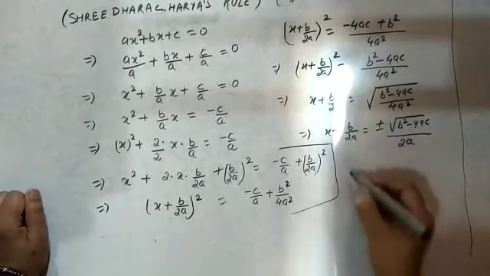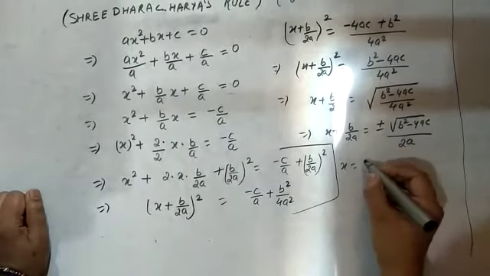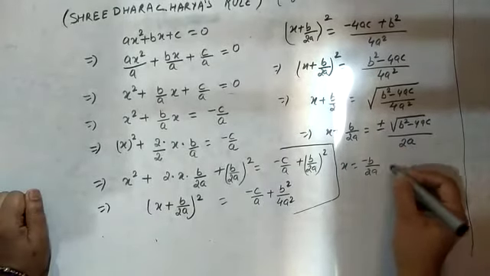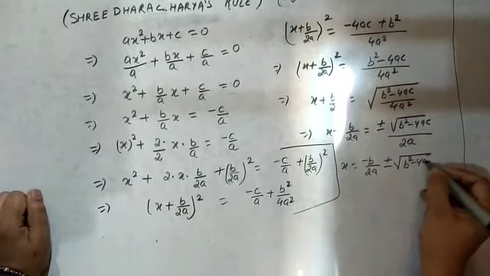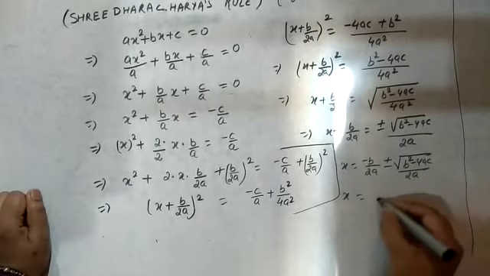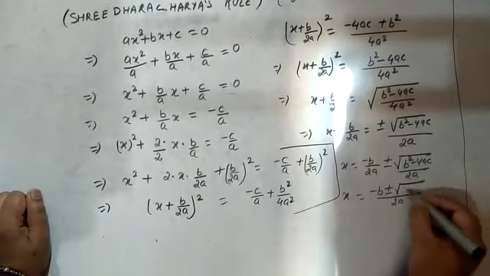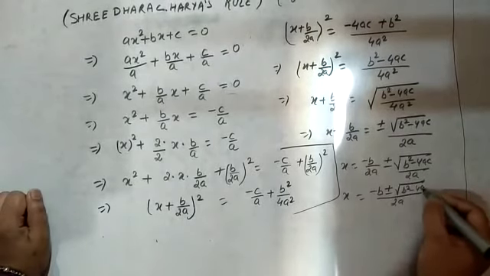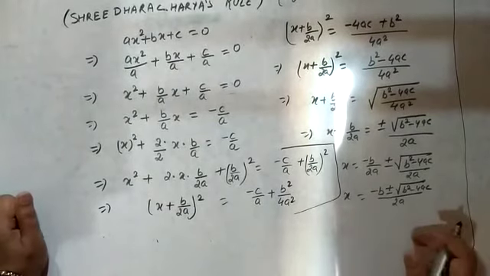So b square minus 4ac, and the square root of 4a square will be 2a. So x equals, when b by 2a goes to that side, minus b by 2a plus minus root under b square minus 4ac by 2a. So when we take the LCM, minus b plus minus root under b square minus 4ac by 2a. So this is the value of x.